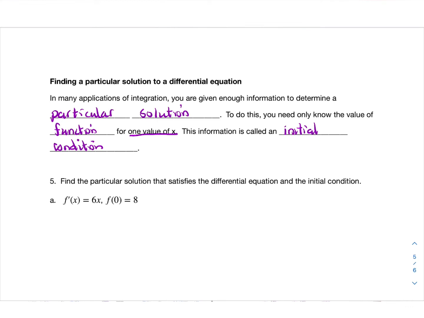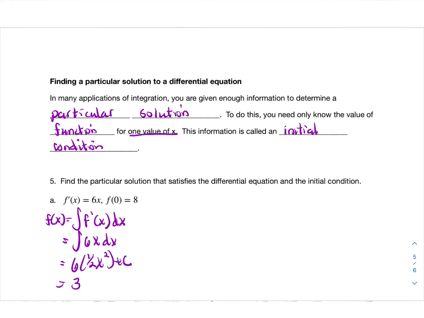I want to figure out the particular solution that satisfies this differential equation. So I've been given that the derivative is equal to 6x. So first I need to find my original function by figuring the integral of my derivative. So I need to figure out the integral of 6x. So bring the constant out, and then the integral of x is 1/2 x squared plus c. So that gives us 3x squared plus c is our f of x.